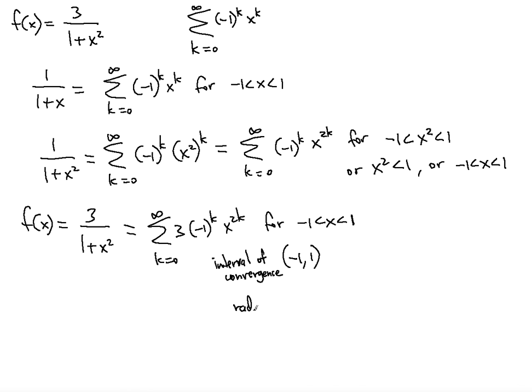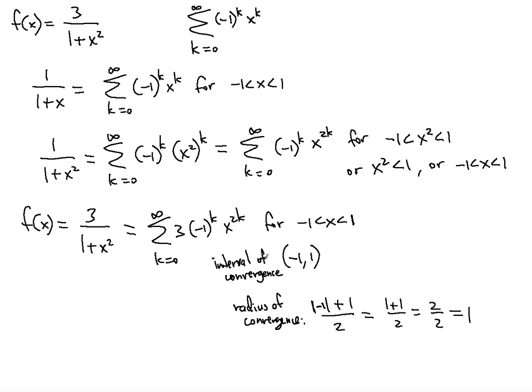And the radius of convergence is going to be half the distance between the endpoints, right? So the absolute value of negative 1, because the distance from 0 to negative 1 is exactly 1, that's why we're taking the absolute value, plus 1, the distance from 0 to 1, divided by 2, right? So that's going to be 1 plus 1 over 2, which is equal to 2 over 2, which is equal to 1. So the radius is 1, and the interval is from negative 1 to 1, open interval.